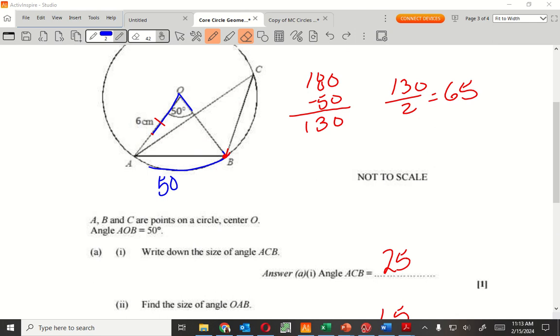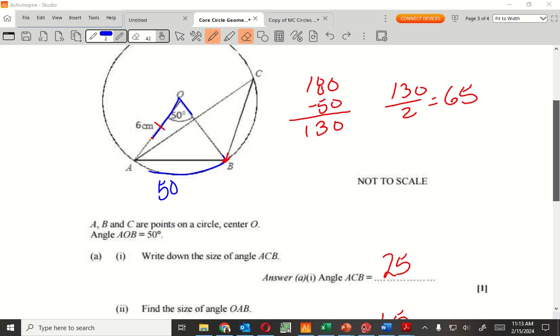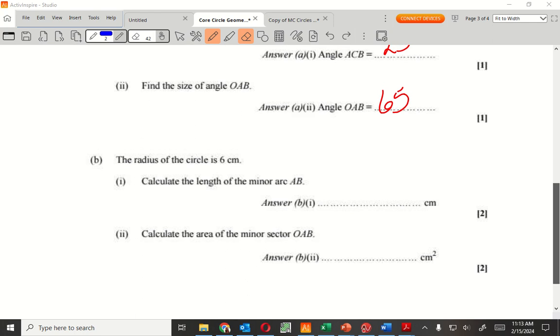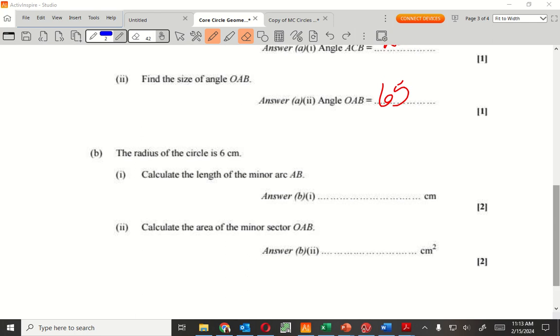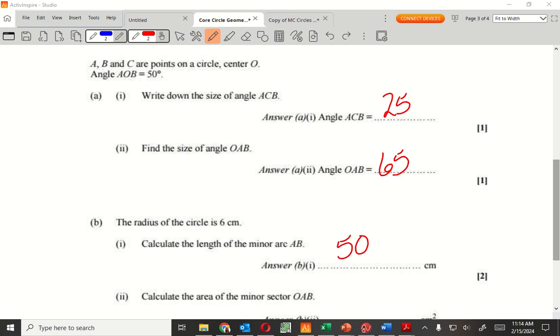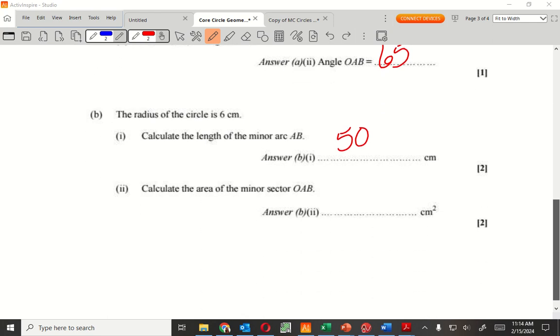Okay, so where am I at now? The length of arc AB. Minor arc AB, we said that is 50. Did I say it right? A to B, yes, 50. Calculate the area of the minor sector OAB.